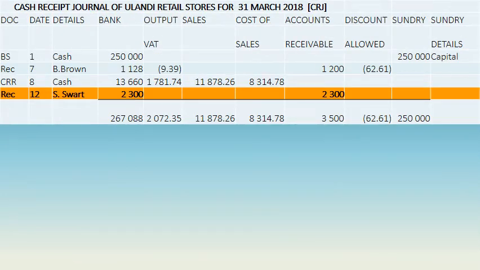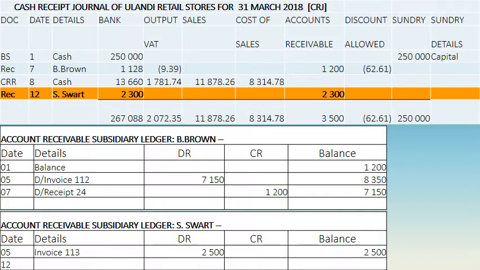Again, in the cash receipt journal, we issued a receipt on the 12th to S. Swart. Under the accounts receivable, the amount that he was settling is 2,300. Into his account, S. Swart, on the 12th, we will reflect the receipt which was issued, receipt 25. In the credit column, the amount that was being settled, 2,300. The new balance under the balance column is calculated as 200 rand.